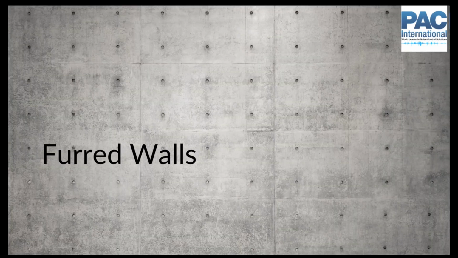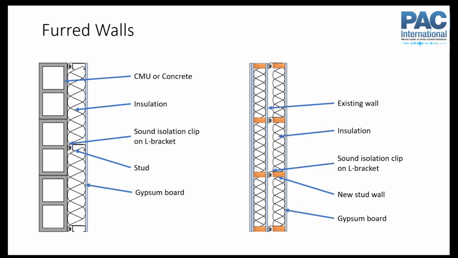All right, so here's another one. This is a furred wall, and again, we're looking at reducing structural paths. This kind of thing might come into play for the CMU block wall over there on the left.